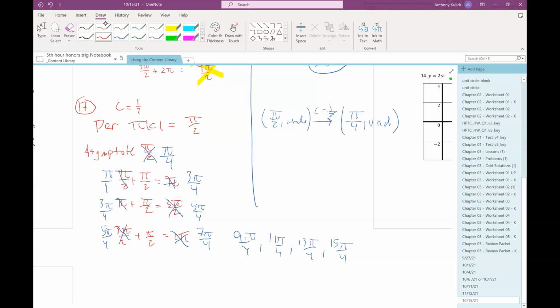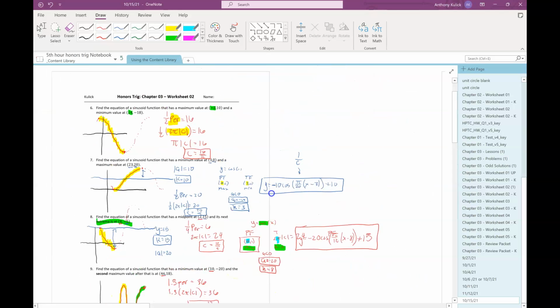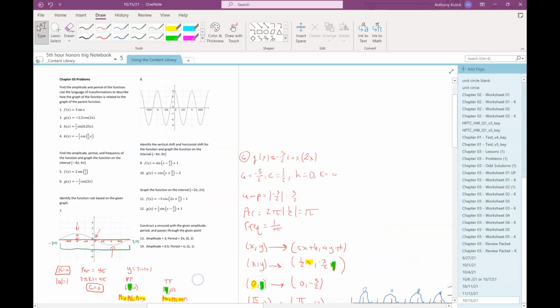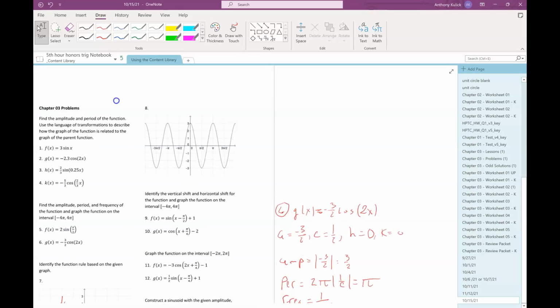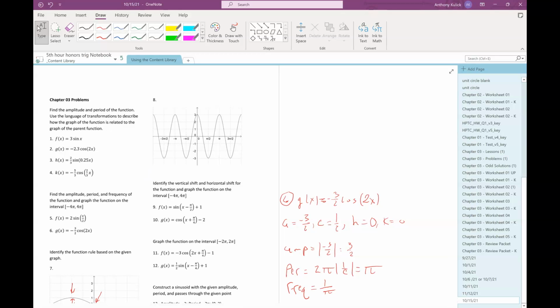Alexis. Can we do number 1 on the chapter 3 problems? Yeah, sure. Let's see. Do I have those already somewhere? Yeah, I do. Okay. It says to write the amplitude, period, and describe the transformation.